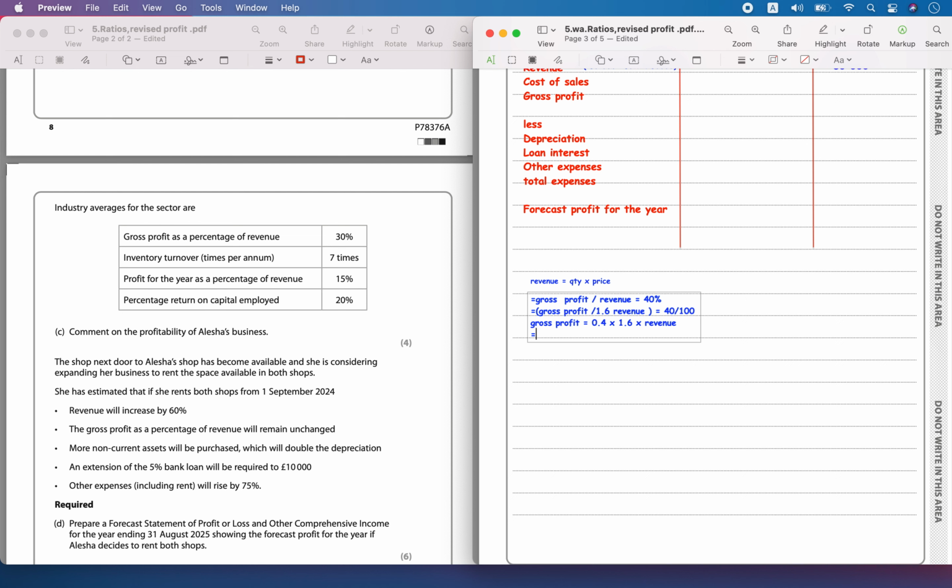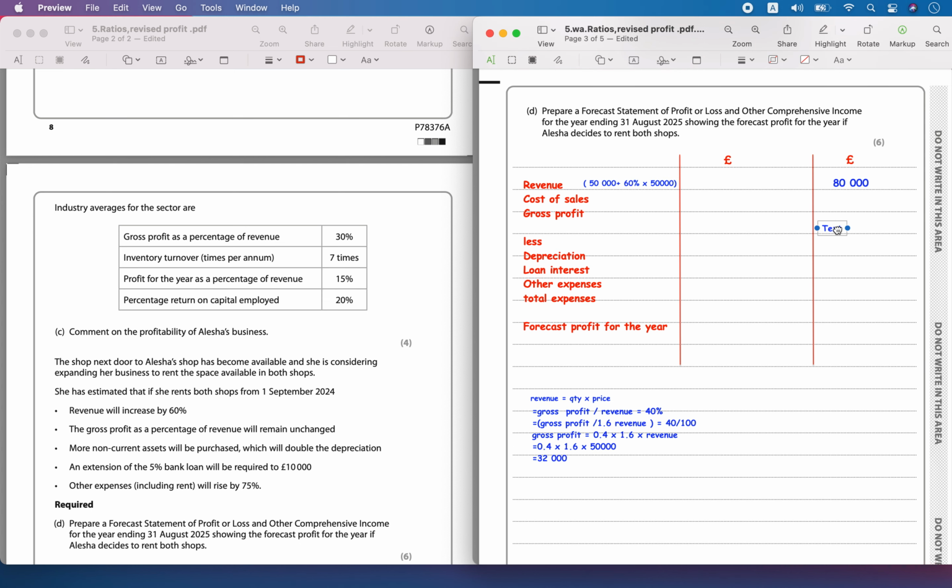We know what the revenue is. So 0.4 times 1.6 times revenue, with the initial revenue being 50,000. So that is equal to 0.4 times 1.6 times 50,000, which is 32,000. So the new gross profit will be around 32,000. So let's write this value, 32,000. This is the new gross profit, because gross profit as a percentage is going to remain the same.